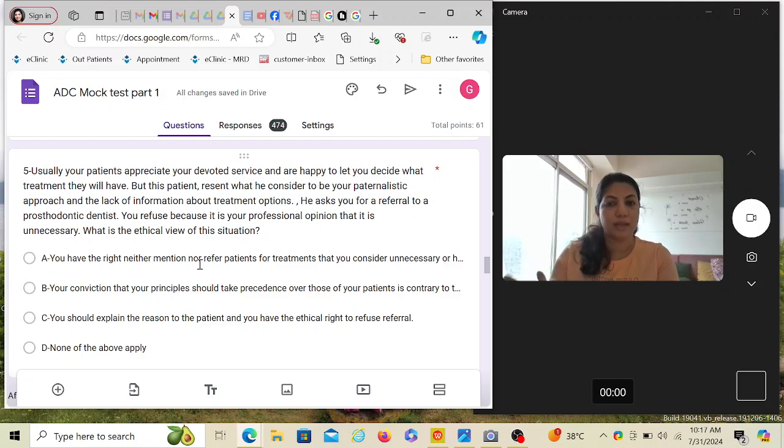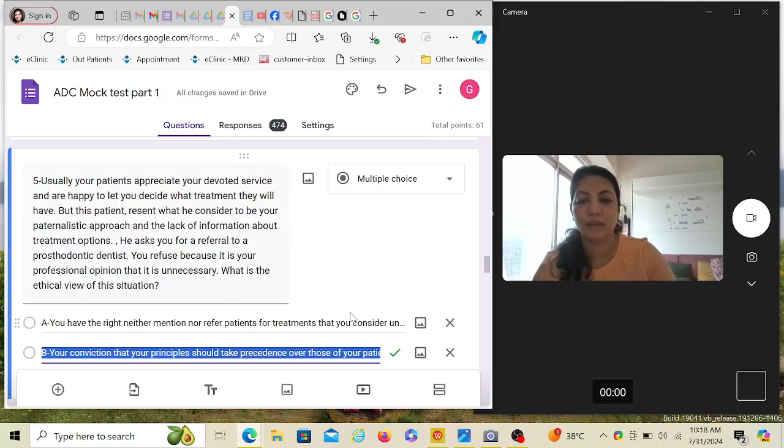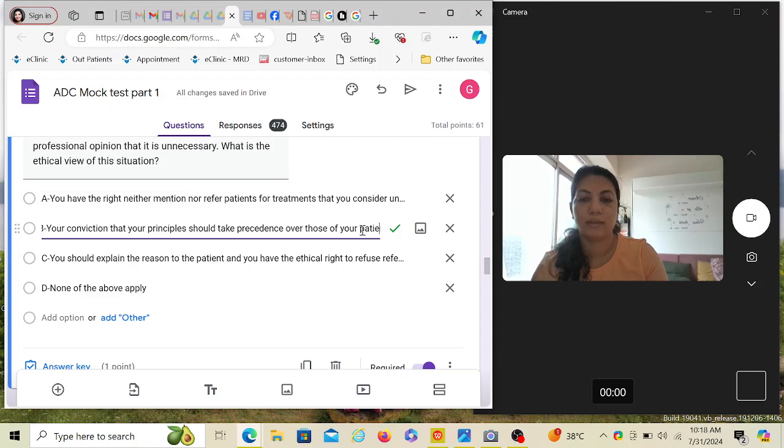And that is what the question is asking, that the patient is asking you for a referral and you refuse because it is your professional opinion that it is unnecessary. But what is the actual ethical view of the situation? And now the options are there. You have the right neither to mention nor refer patients for treatments that you consider unnecessary. That is a wrong option. Your conviction that your principles should take precedence over those of your patients is contrary to the growing legal and ethical consensus that patients have the right to make decisions about their healthcare.